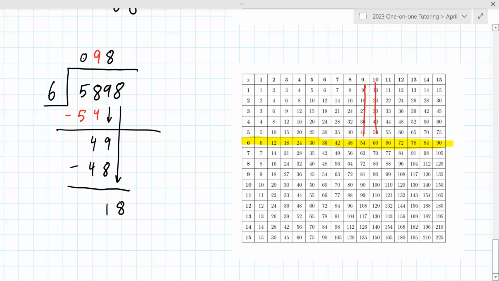Bring the 8 down. How many times does 6 go into 18? 6 going into 18, 3 times. Okay. And 3 times 6 is 18. You subtract and get 0.